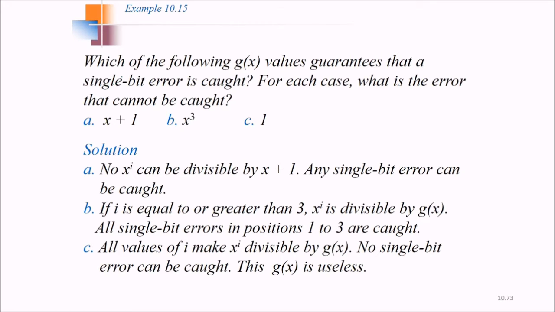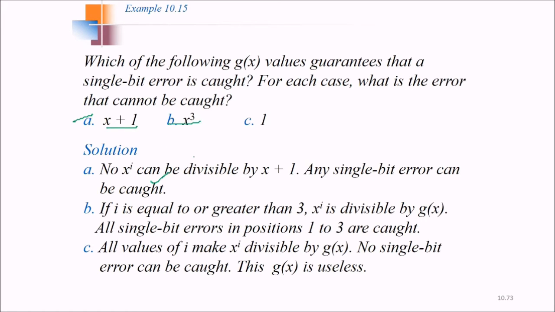Now we'll take an example to get a good idea of what we have just seen. Which of the following Gx values guarantees that a single bit error is caught, and for each case, what is the error that cannot be caught? Let us see the first one. No x to the i can be divisible by x plus 1, so any single bit error can be caught.